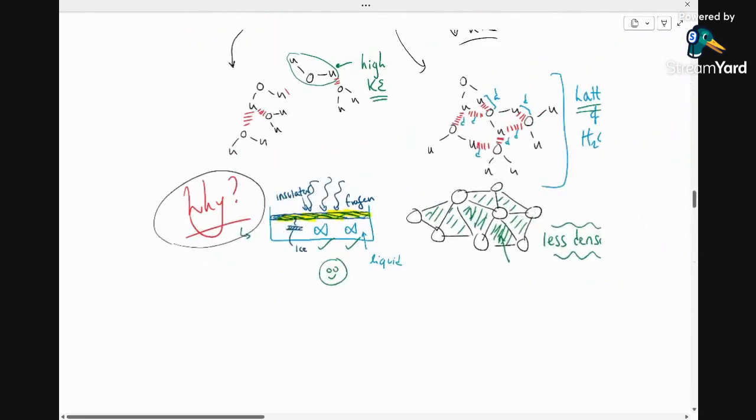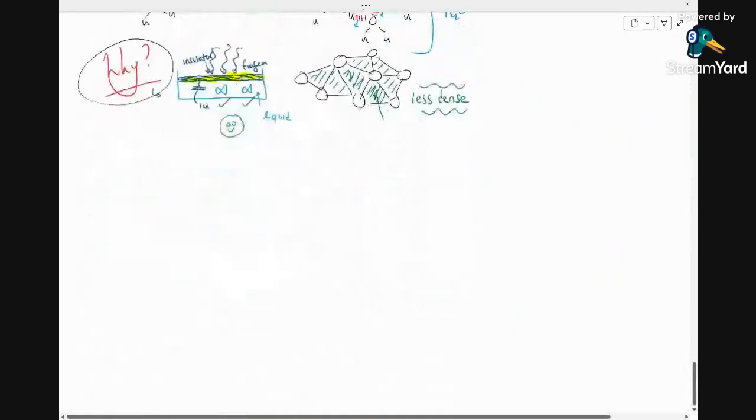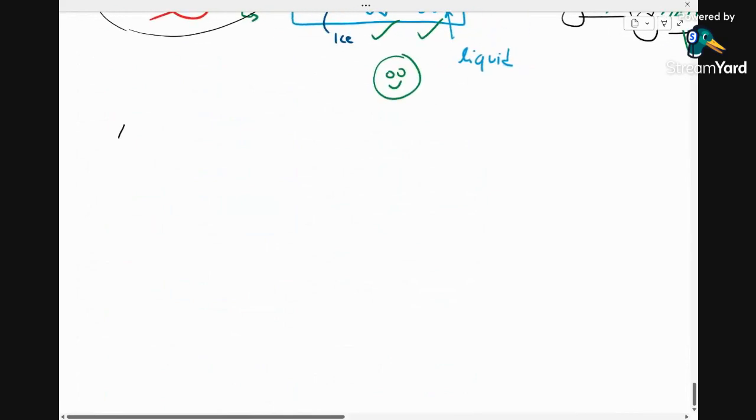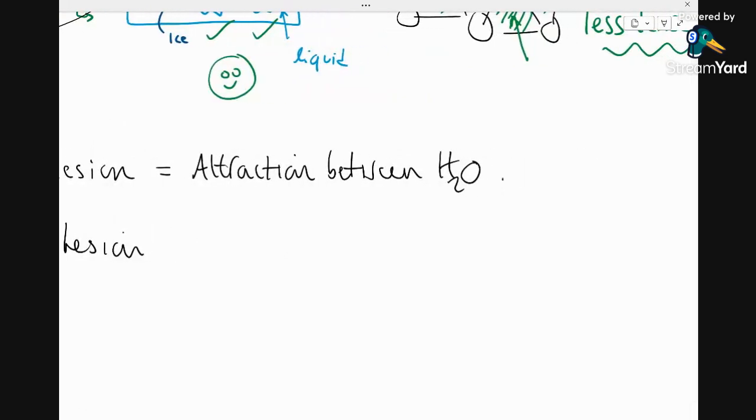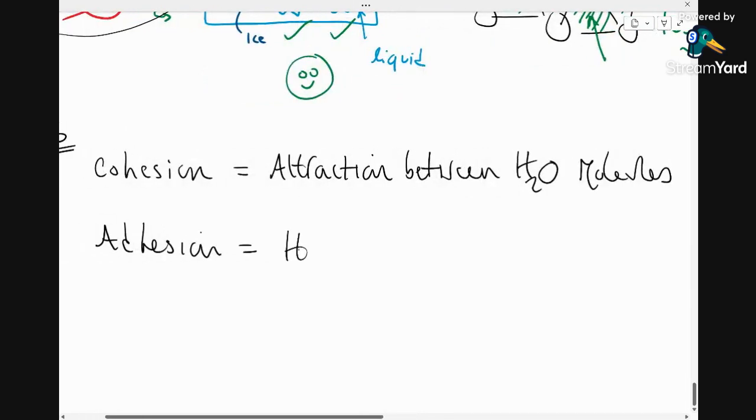The final one, this is the last one, which I'm not going to spend a lot of time on. I'm just going to tell you because we cover the topic in a lot more detail later. There is the property of cohesion and adhesion. Cohesion is the attraction between water molecules. And adhesion is the attraction of a water molecule to another molecule that's not water.